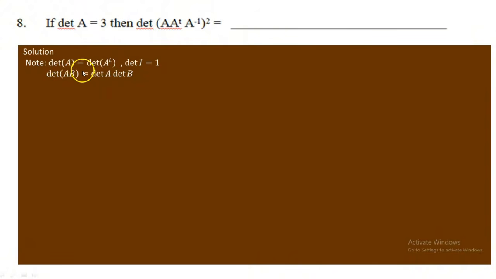Next, the determinant of a product of two matrices is the product of the determinants, because I'm going to apply this into account here in this calculation. Now, the determinant of A times A transpose times A inverse, the whole squared, can be written in terms of this, because the determinant of two different or identical matrices can be written as the product of these two determinants. So applying this one, I can write it this way.